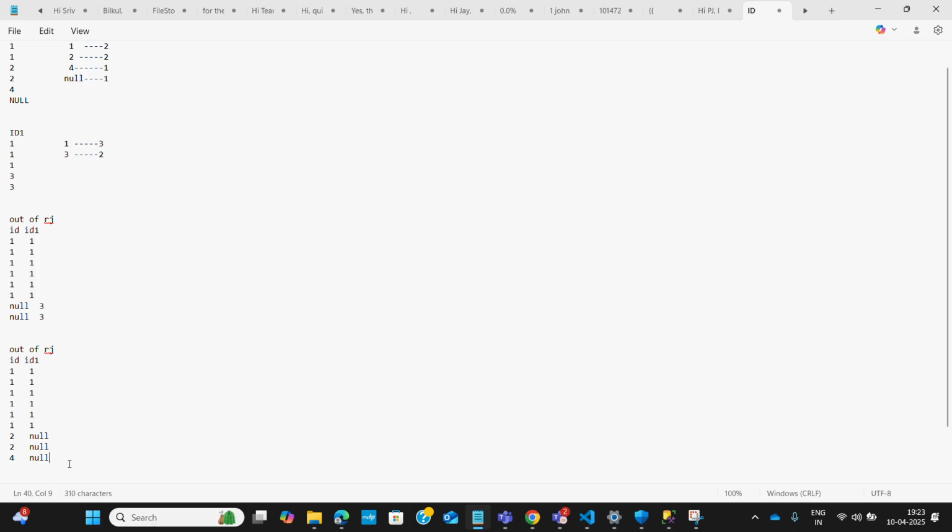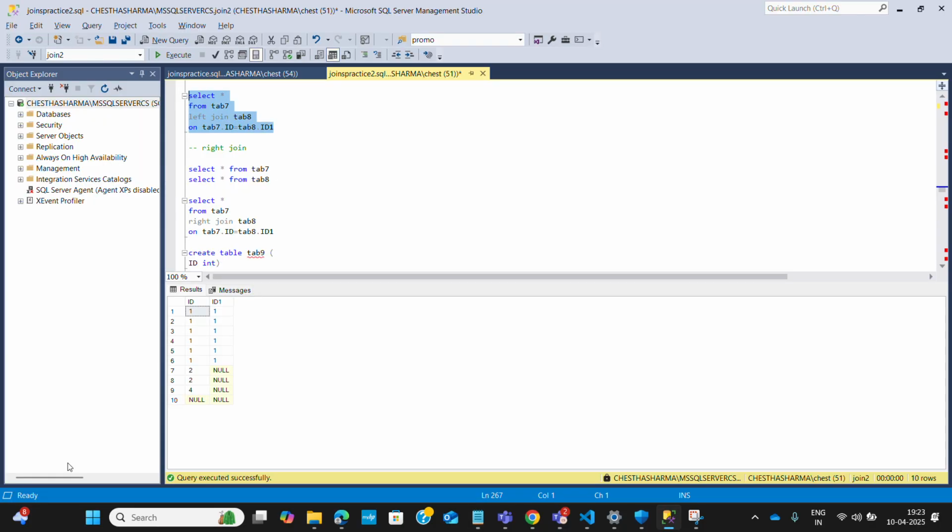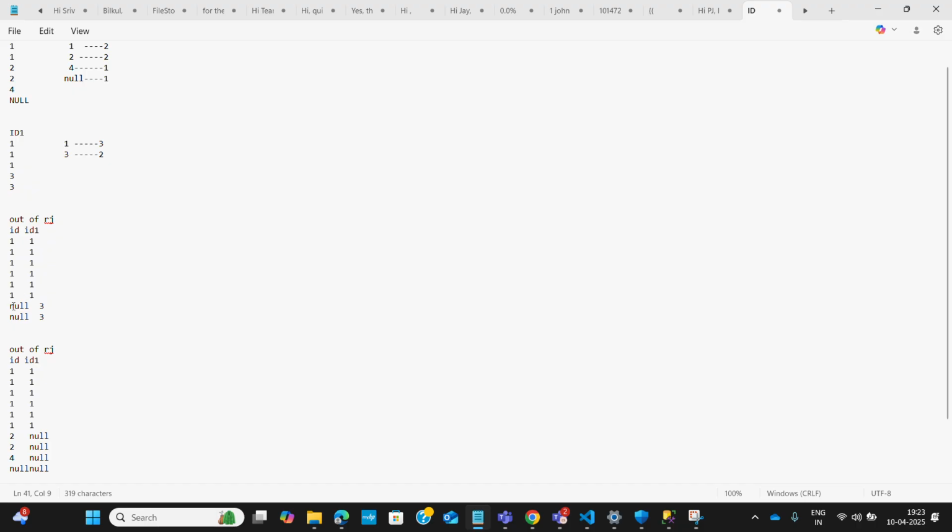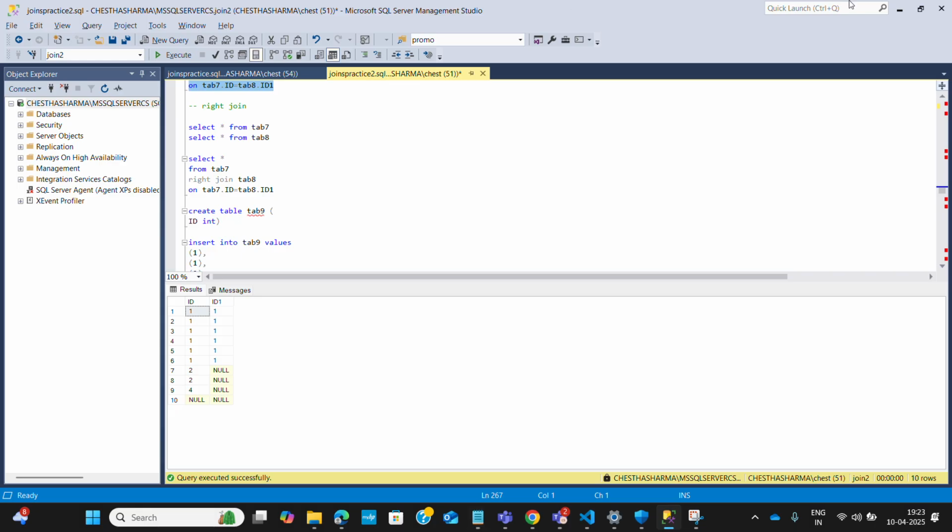2, 2, 4, oh sorry, null would also come, na? Right, one null. And I'll create the table. And then what will be the output of full outer join? In the full outer join, these two will also come. I think you have a great understanding now about it, because it is the output of inner join, left join plus right join.